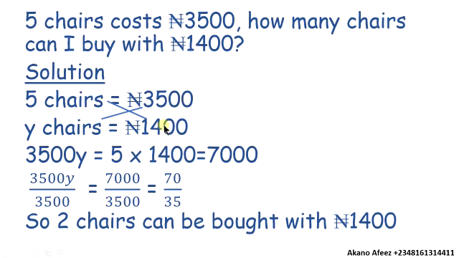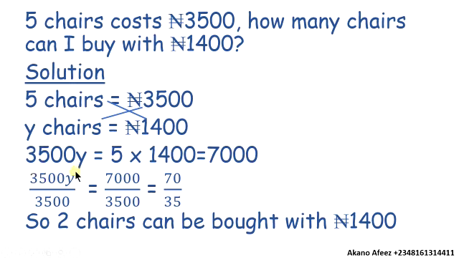So we cross multiply. y times 3,500 gives us 3,500y. Then we multiply 5 times 1,400, that gives us 7,000. So we have 3,500y equals 7,000.